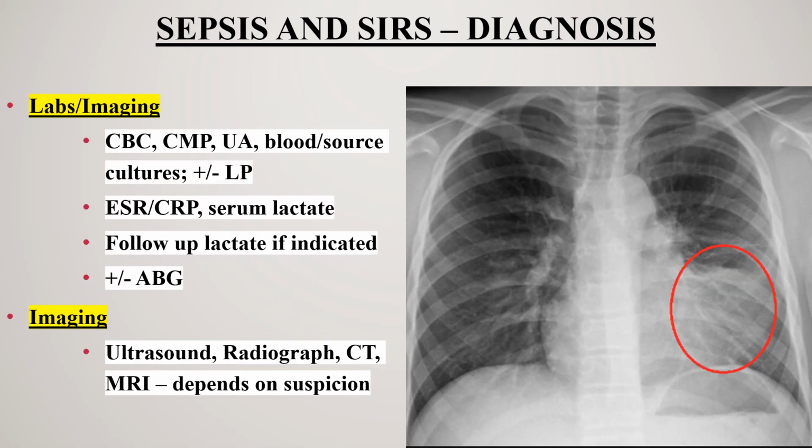To continue on after talking about SIRS criteria, obviously you're going to want to get a CBC because white blood cell count is one of the four major contributing factors in order to make a diagnosis of positive SIRS criteria or sepsis. Other labs you're going to want to get include a CMP to evaluate renal function and electrolyte abnormalities. A urinalysis may be useful for identifying a potential source of infection in the urine.